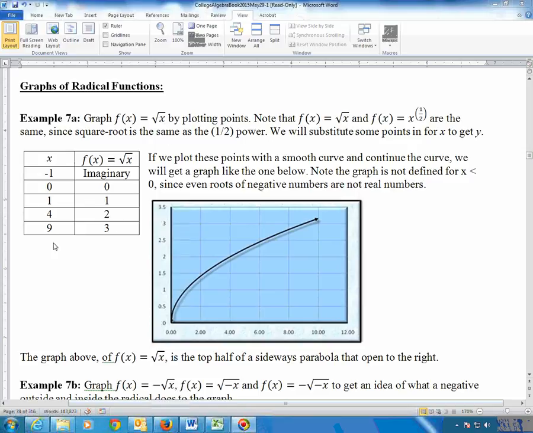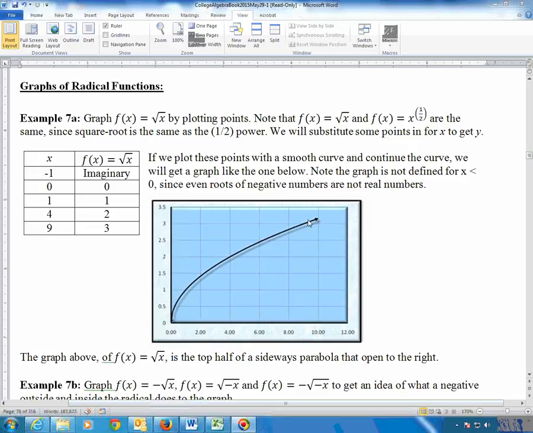I could plot some points. If I put -1 in here, square roots of negative numbers are imaginary. Put 0 in, square root of 0 is 0, square root of 1 is 1, square root of 4 is 2, and square root of 9, put 9 in there, I get 3. Plotting these points, since square roots of negative numbers are imaginary, I'll have nothing on the left-hand side of the y-axis. So I got points at (0, 0), (1, 1), (4, 2), and (9, 3).